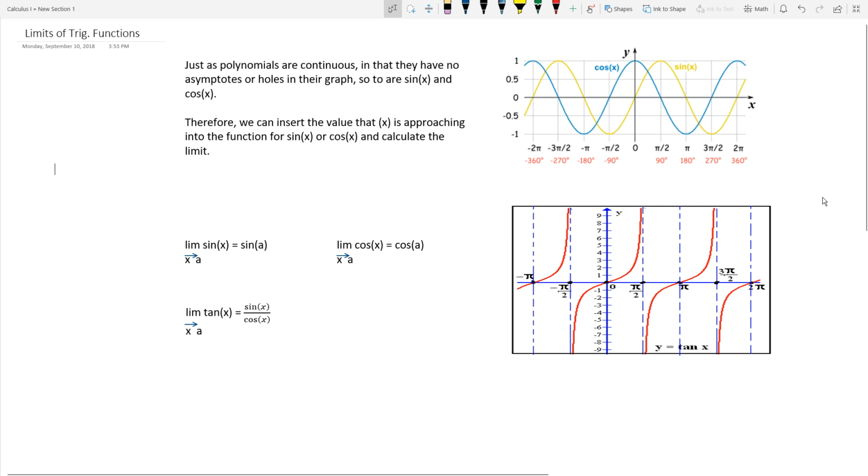So we're going to work through the basics of limits of trig functions, and then we're going to do an example after we explore just a little bit about how sine, cosine, and tangent are used when finding limits.